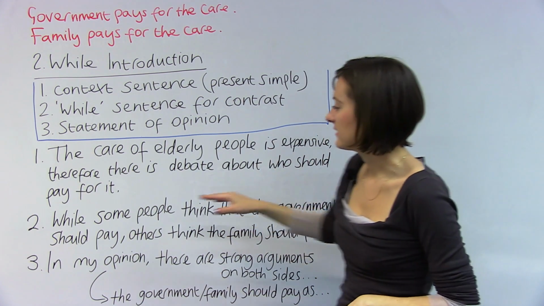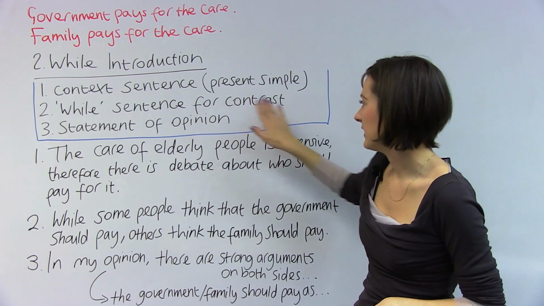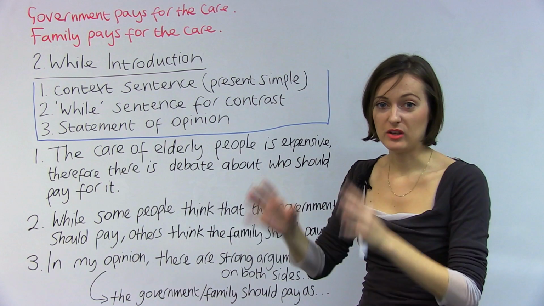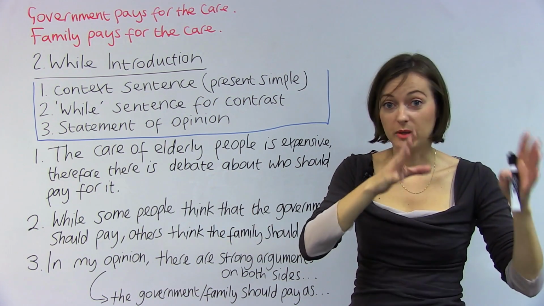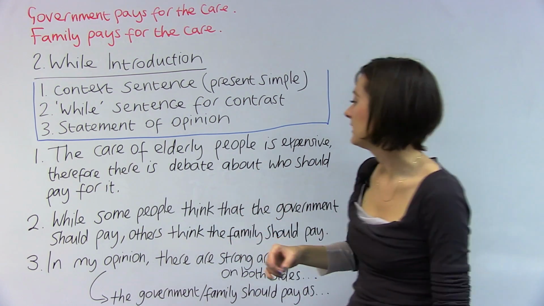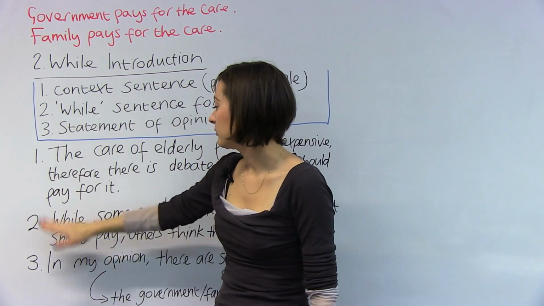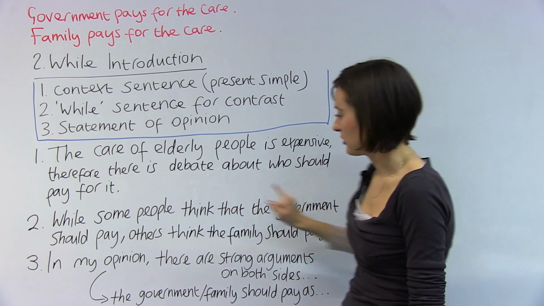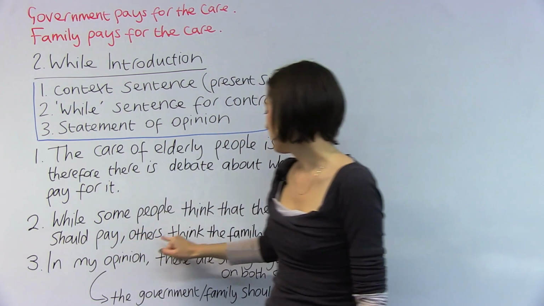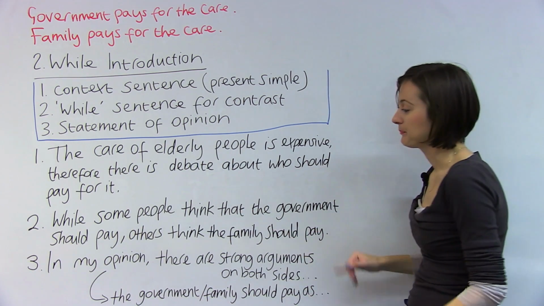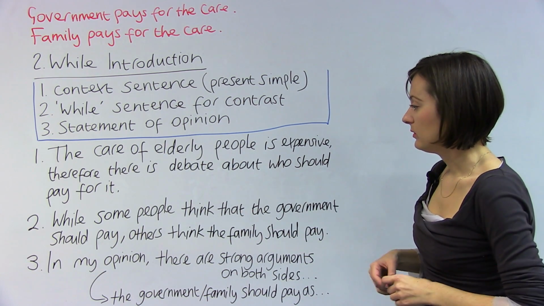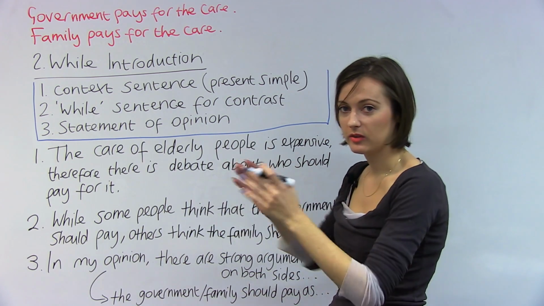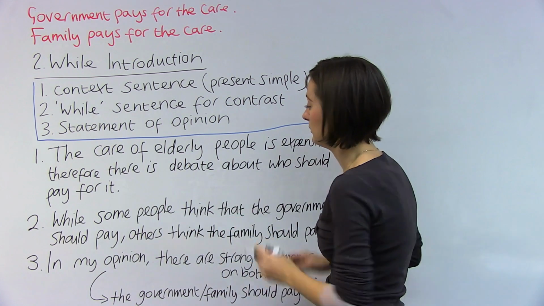Then we get to the part where we need to make the while sentence for contrast. And this is where we show the 2 positions. Some people think this, some people think that. Let's have a look. So this would be your sentence or something similar. While some people think that the government should pay, comma, others think that the family should pay. So what you do is you need to put the 2 sides of the argument into your while sentence.